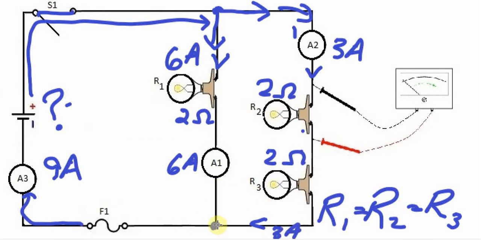When the current meets up at this point right here, the two currents will add together following Kirchhoff's current rule, so that 9 amps will enter back into the DC source and 9 amps will leave that battery. So even though I didn't know what the battery voltage is, I knew if the total amount of current was 9 amps and I knew the resistor values here, 6 amps will go through A1, and 3 amps will only go through A2.